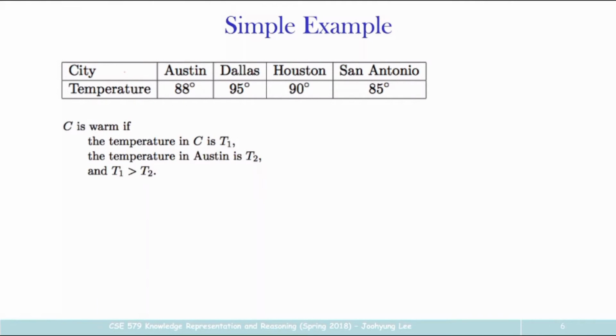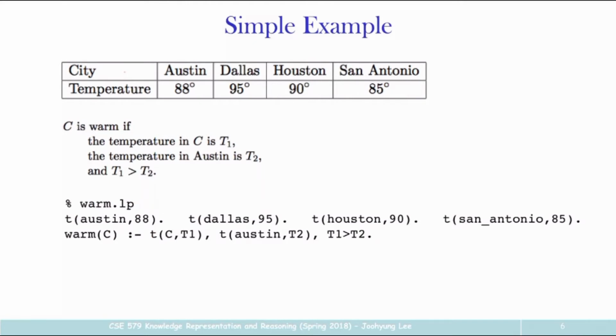So let's see. Is Austin a warm city according to this definition? No, the temperature has to be greater than the temperature in Austin, so it's not. How about Dallas? Yes. Houston? San Antonio? No. So we want to derive this simple reasoning. This is just a very simple inference. So here is maybe the first complete Clingo program that you see. Writing the database in Clingo is actually easy.